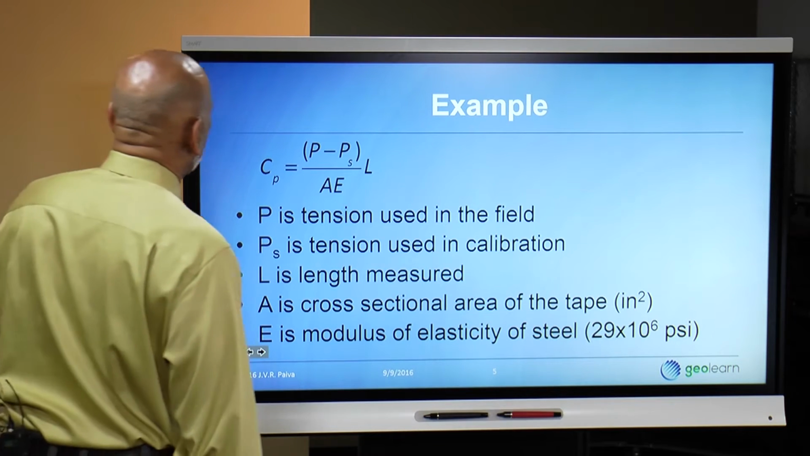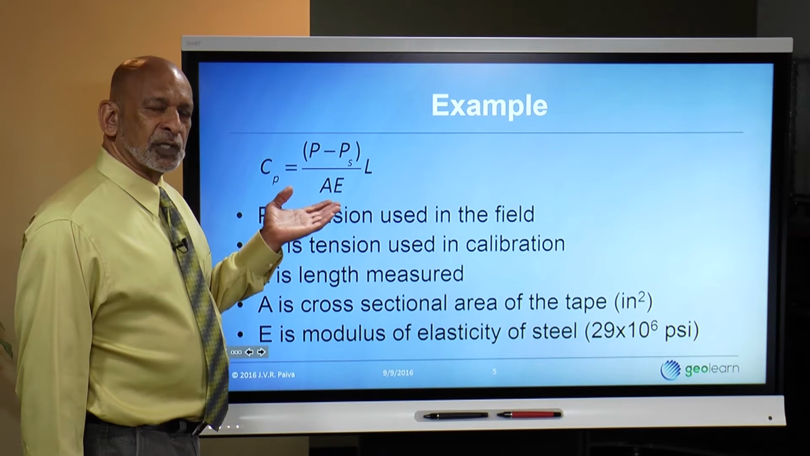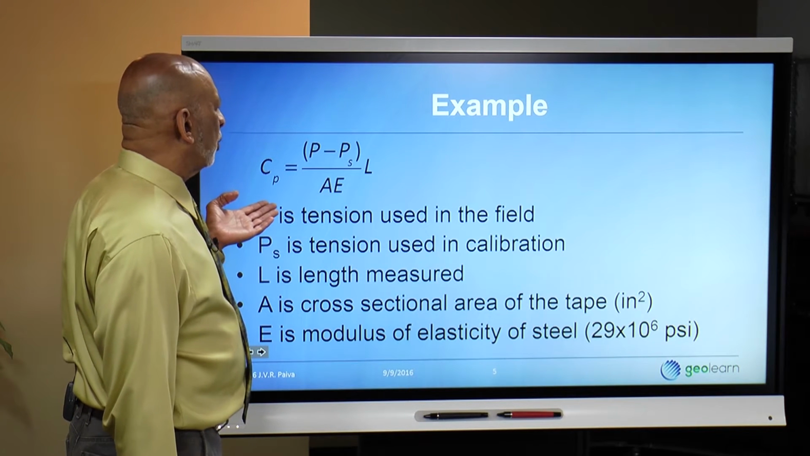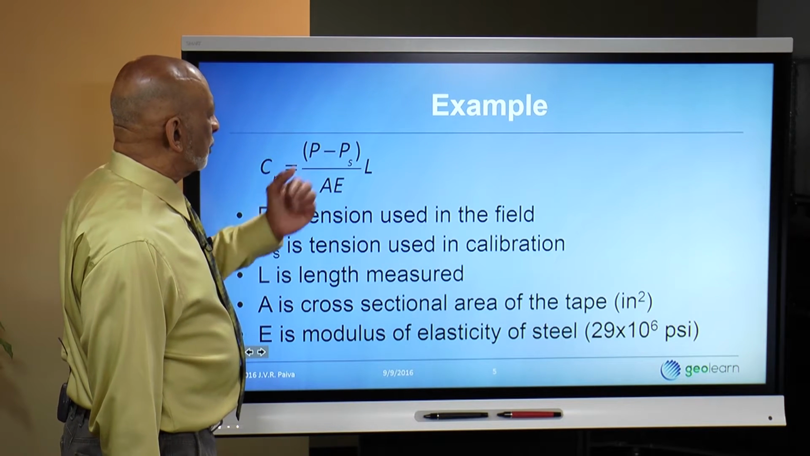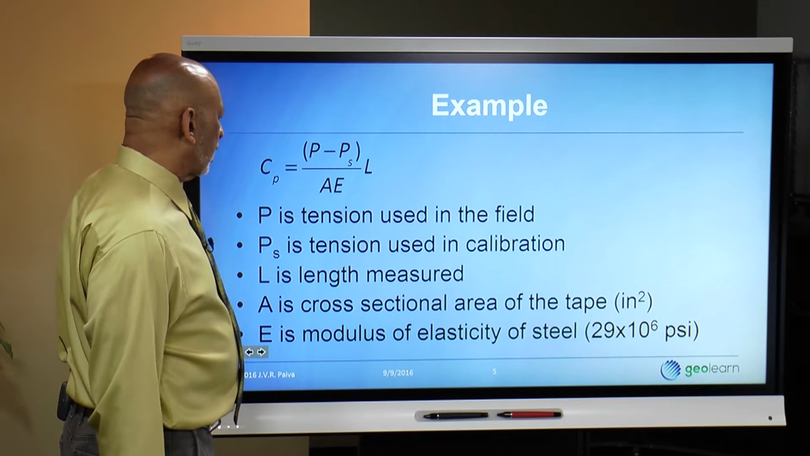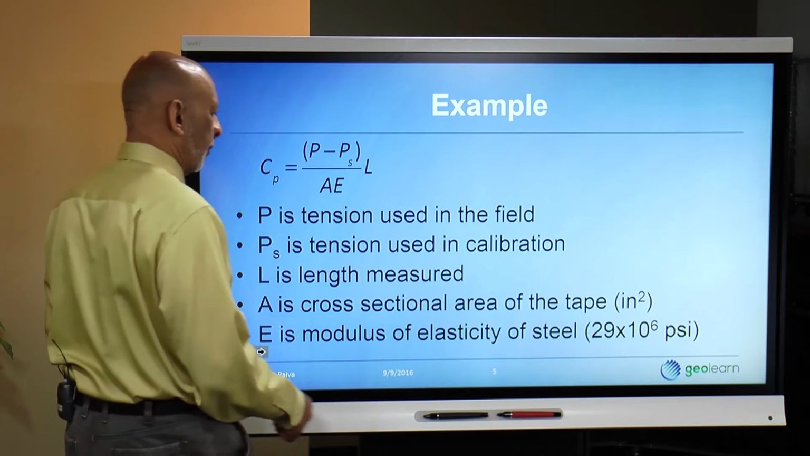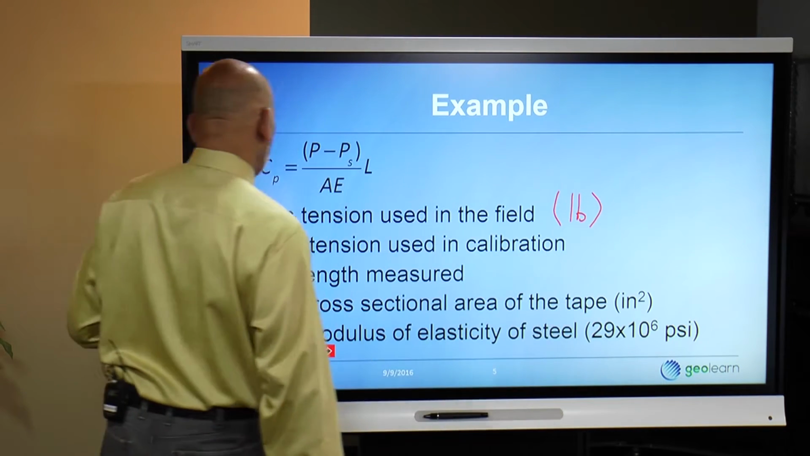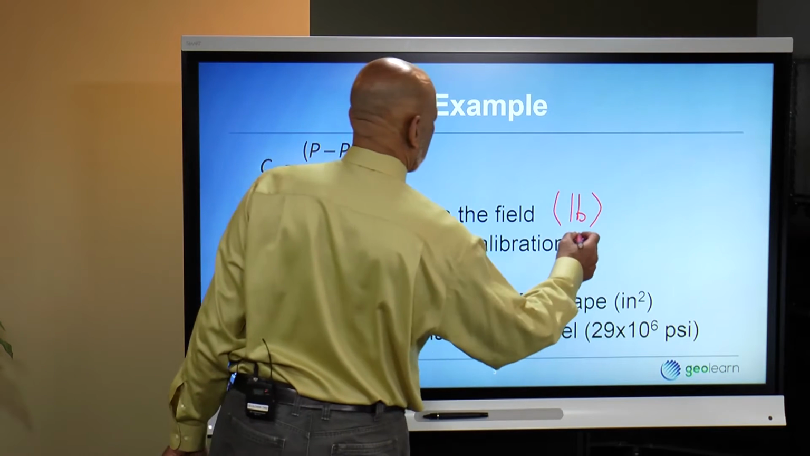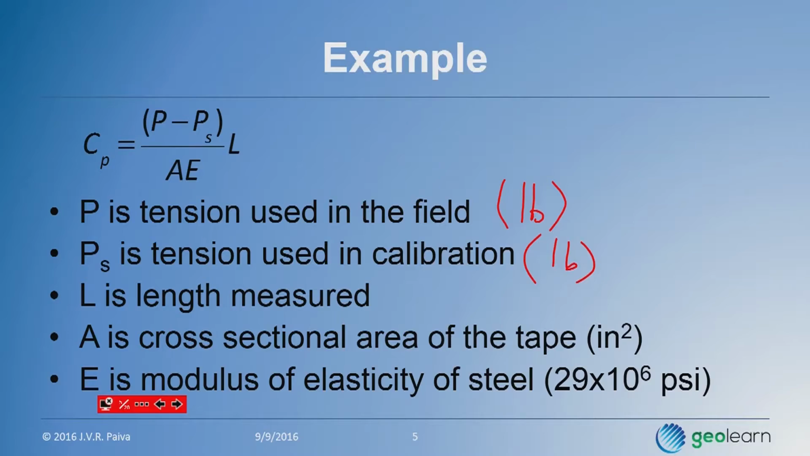So C sub P, and just because we've used T for temperature already, we can't use T for tension, so we use P for pull, is equal to (P minus P sub S) over AE, and all of that times the distance L. P is the tension used in the field in pounds. P sub S is the tension used in calibration, also in pounds. L is the total length measured. A is the cross-sectional area of the tape.